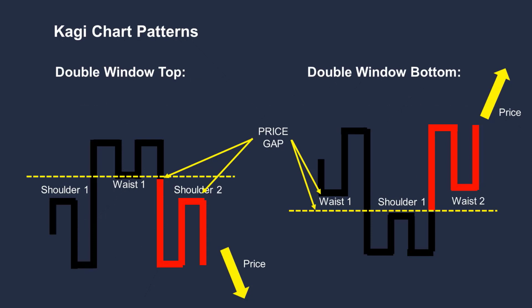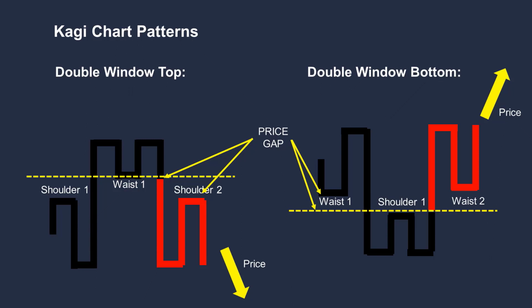So on the left side we have a double window top. The price has basically been coming upwards, we've been in an uptrend. We get that double top look, and we have a waist line in the middle, and we have 2 shoulders to it, shoulder 1 and shoulder 2. The important thing to note here is we're looking for a gap between the shoulders and the waist, and once that breaks down through the gap, you can trade it.